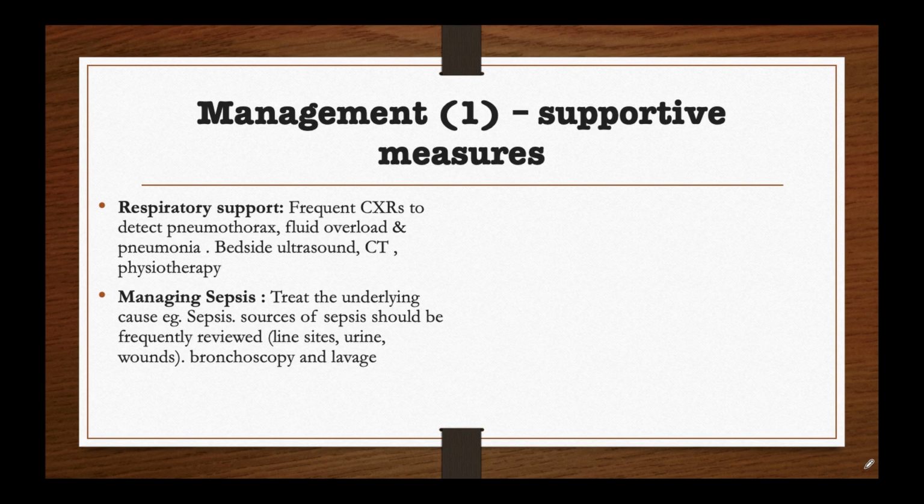Now, also other sources of sepsis should be frequently reviewed, such as looking at the line sites. Also, the line site here, I mean the intravascular, intravenous IV cannulation sites. Also, the urine and the wounds on the patient should all be looked at to trace any source of infection. Now, if infection is suspected, then appropriate samples should be sent for microscopy and culture. We can get samples even from the lungs through bronchoscopy and lavage.